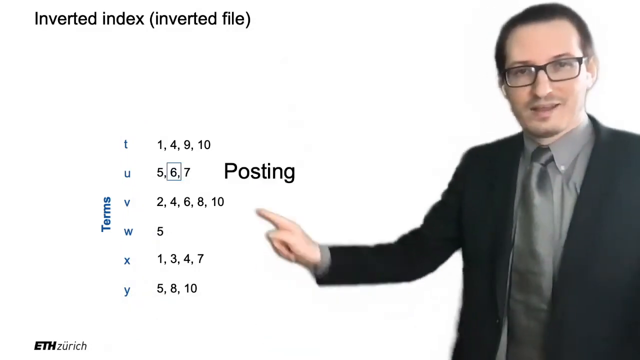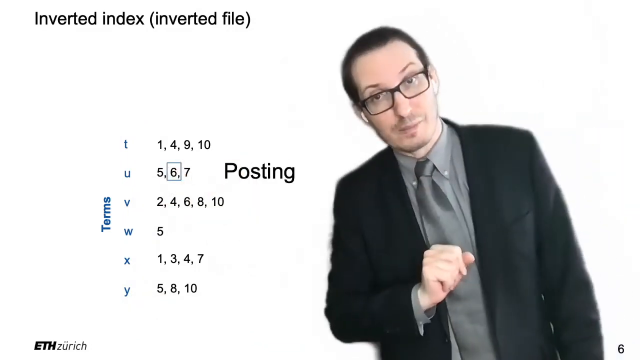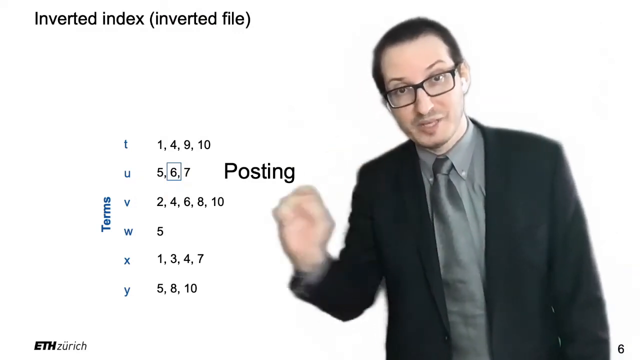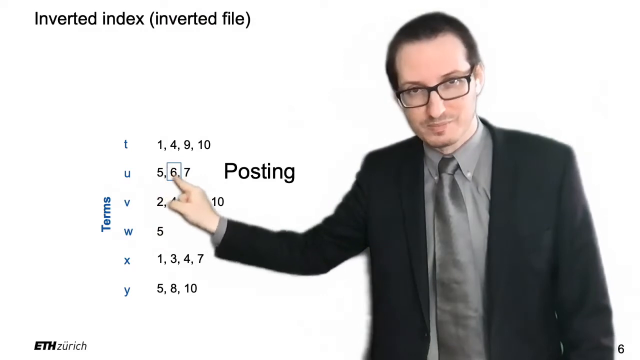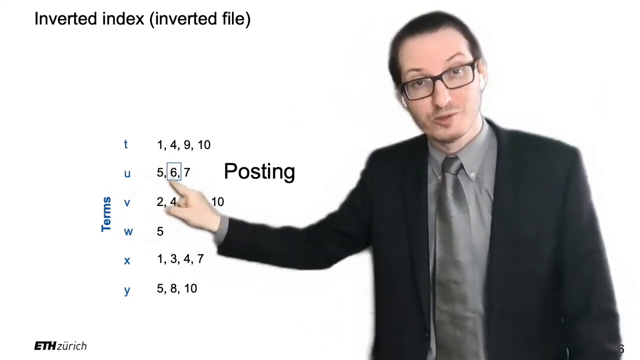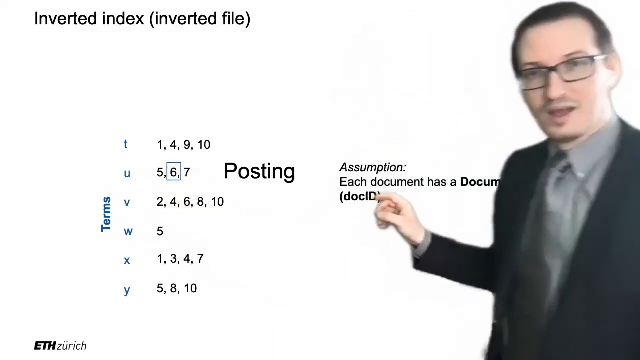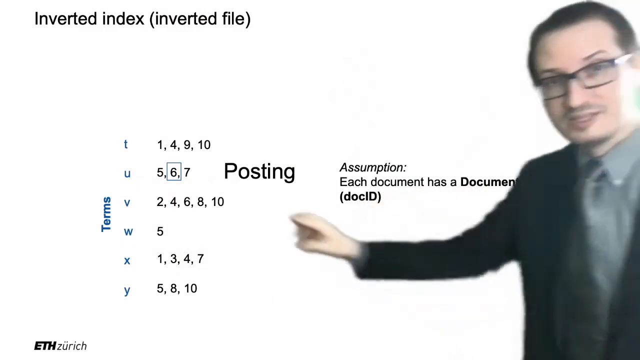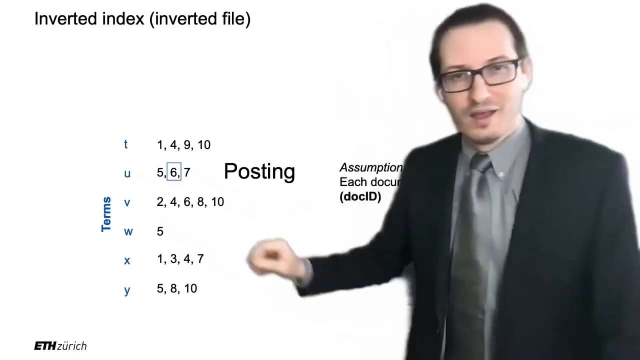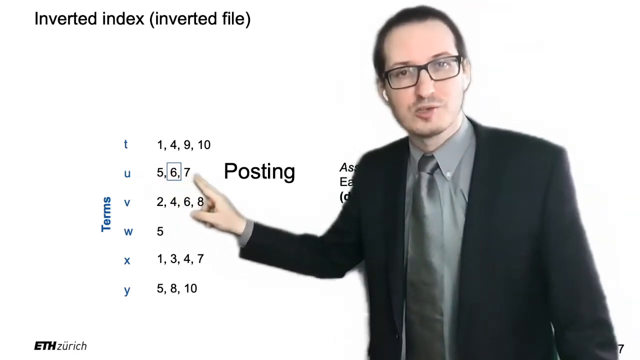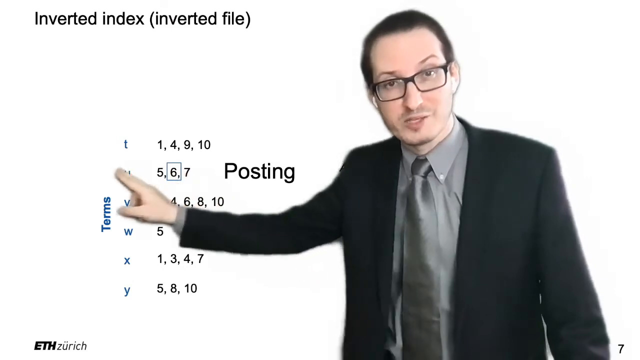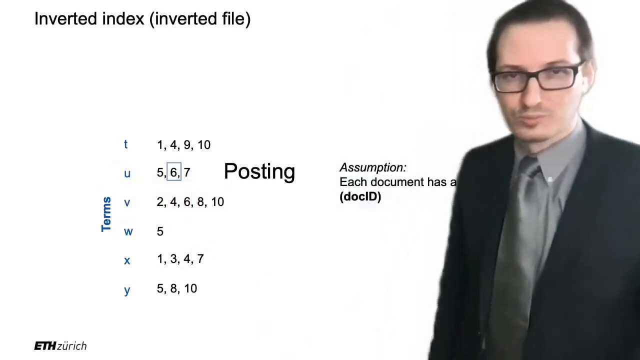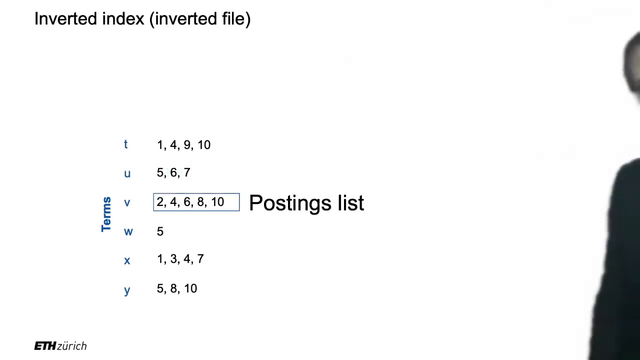All right, this here is called a posting. A posting is a term-document pair. It means term U appears in document 6. That's called the posting. And we assume that each document has a document ID, also called doc ID, and we just put the document ID in there. We could have said 5U, 6U, 7U, but why waste the space? It's all U anyway. So we just put the U once, and then we just put the doc IDs. Okay, so this is a posting.